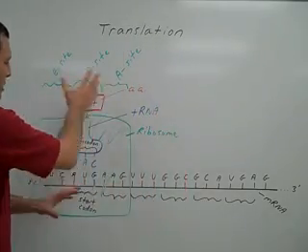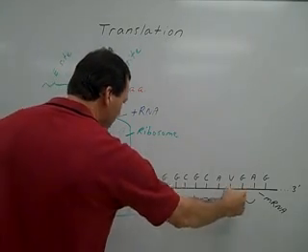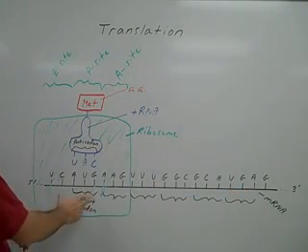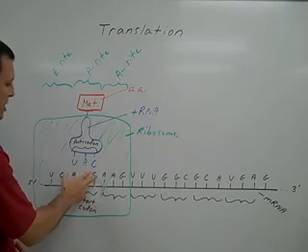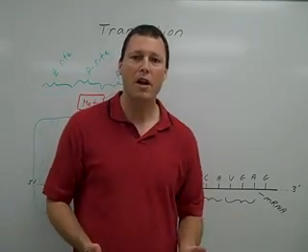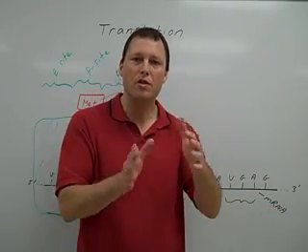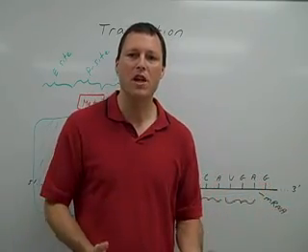But let's just go over some of the parts here. So we've got the messenger RNA, and the messenger RNA is actually going to be made up of sequences of bases. The messenger RNA is going to be read 3 bases at a time, and each sequence of 3 bases is referred to as a codon.